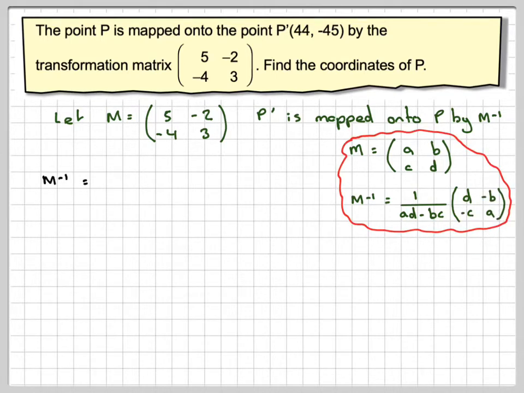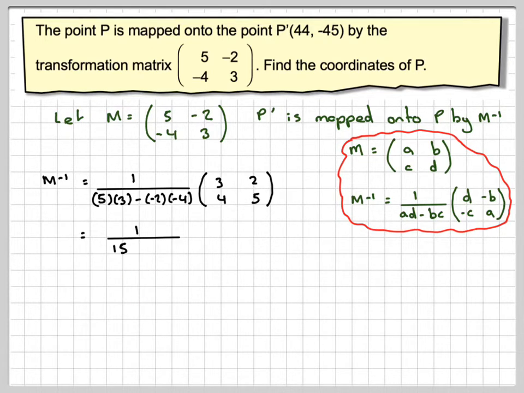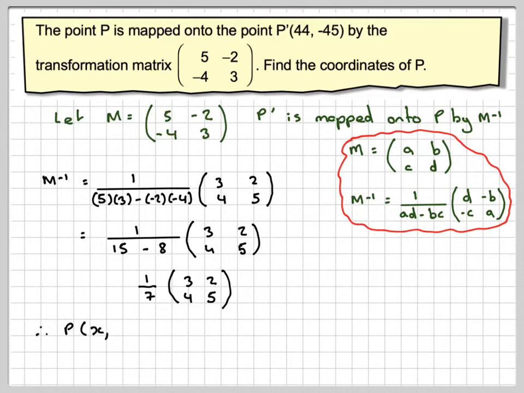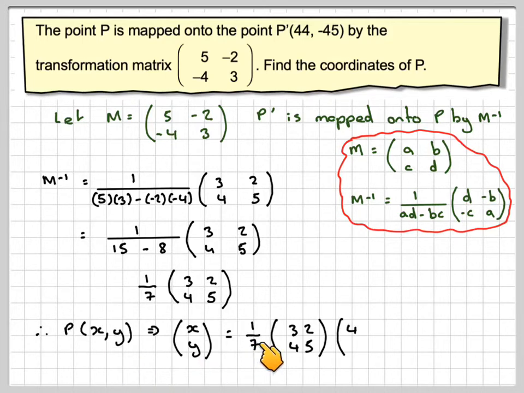So M to the minus 1 will be 1 over 5 times 3 minus 2 times minus 4. Be careful with minus signs. The 5 and the 3 swap positions, and the minus 2 and minus 4 both become positive. So that gives me 1 over 15 minus 8 of (3, 2; 4, 5), which is 1 over 7 of (3, 2; 4, 5).